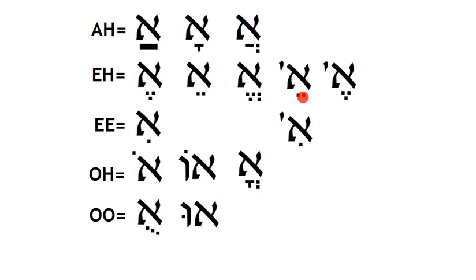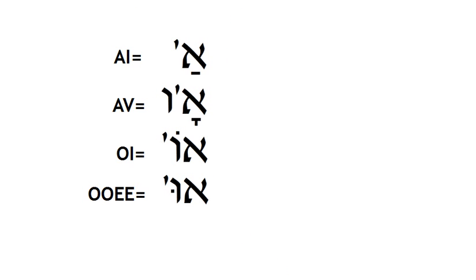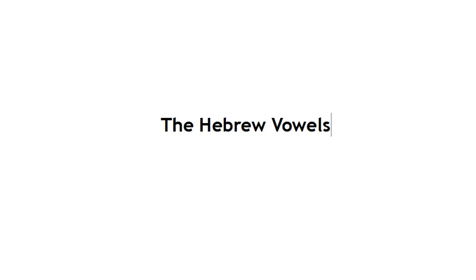Of course, above here we had the A and the Ah. Okay, O, we got the dot over here, the dot above the vav, and the shva next to a kamatz, a chataf kamatz. Down here we have two different ways of saying U. We've got the kubutz and the shuruk. Then on this page we've got I, Av, Oi, and Ui. And then finally we have the shva, which is eh or silent. Okay, so that is the Hebrew vowels.